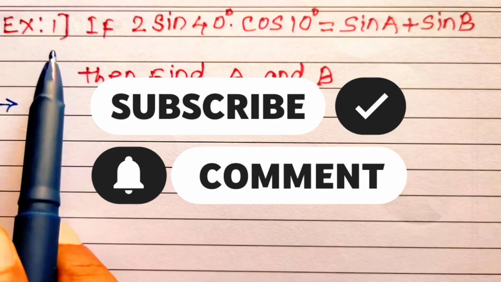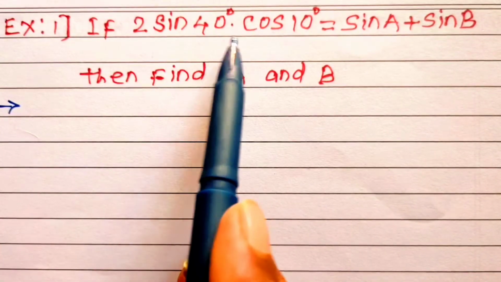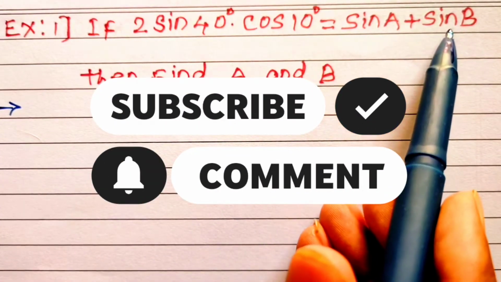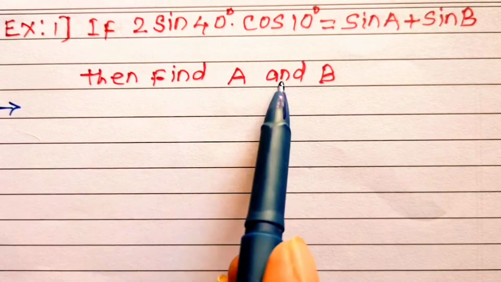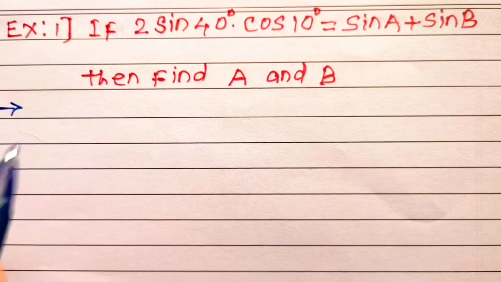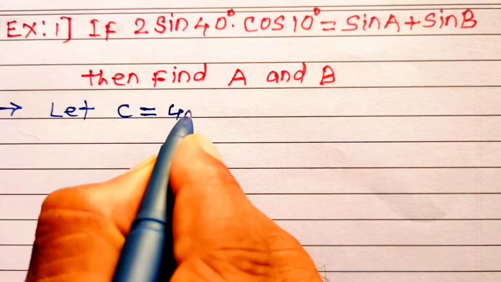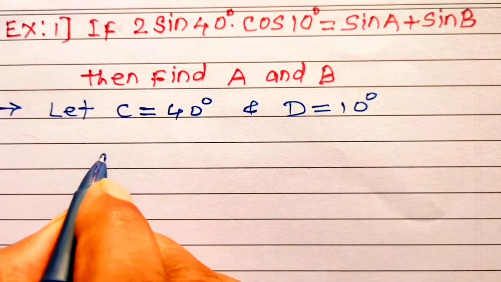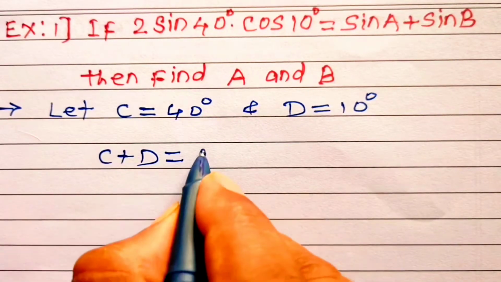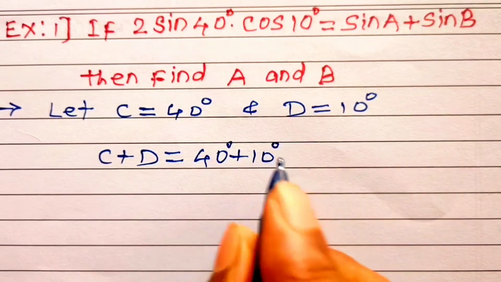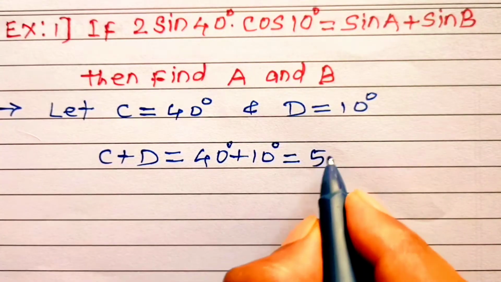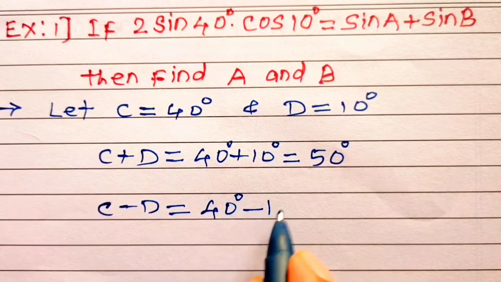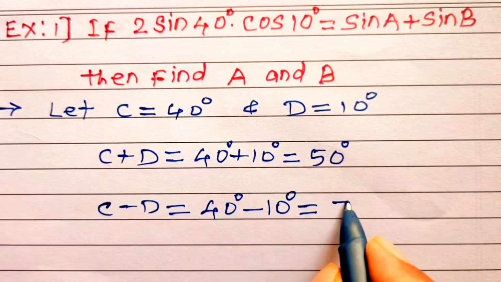Let us solve example number 1. If 2 times sin 40 degree into cos 10 degree is equal to sin A plus sin B, then find A and B. To solve this sum, let C is equal to 40 degree and D is equal to 10 degree. Then C plus D is equal to 40 degree plus 10 degree, which is equal to 50 degree. C minus D is equal to 40 degree minus 10 degree, this is equal to 30 degree.